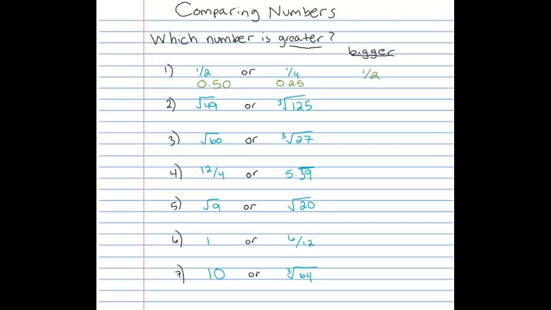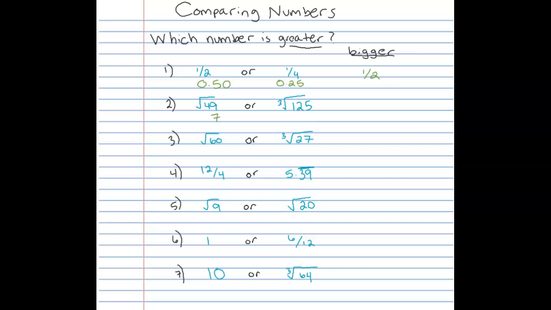Now, number 2 gets a little bit tricky because here we're talking about a square root for one and a cubed root for another. We've talked about cubed roots, but we haven't talked about the specifics, so we're going to go into a little bit of specifics on how to find them. The square root of 49, what times what gives me 49, is 7.